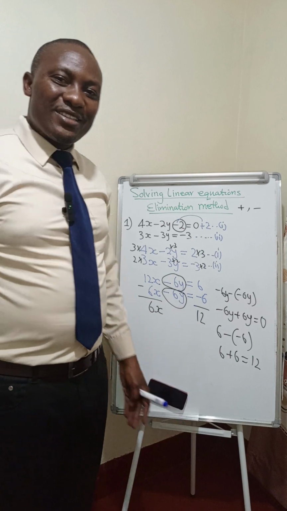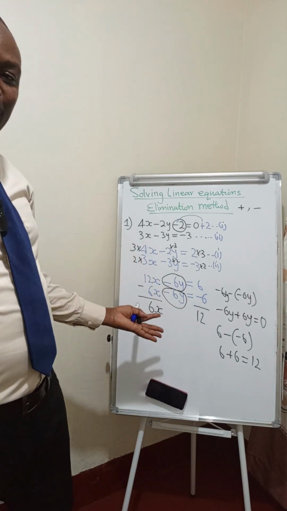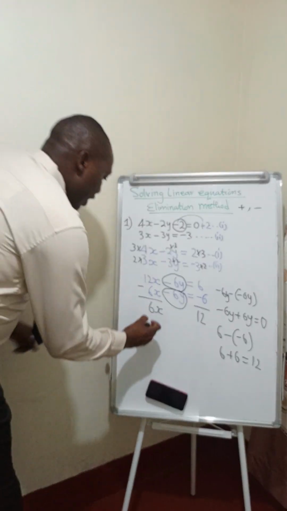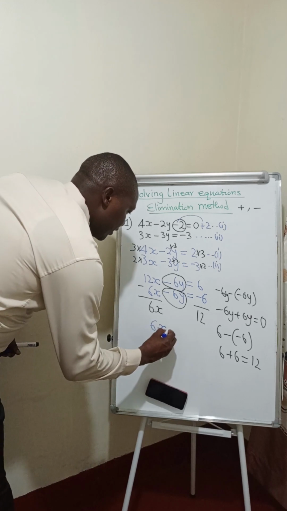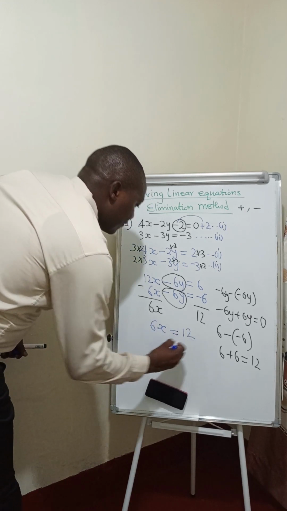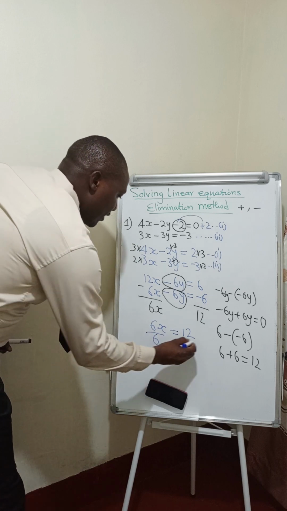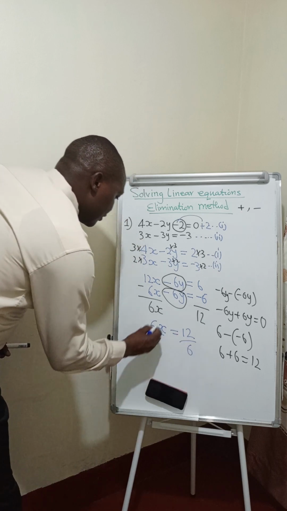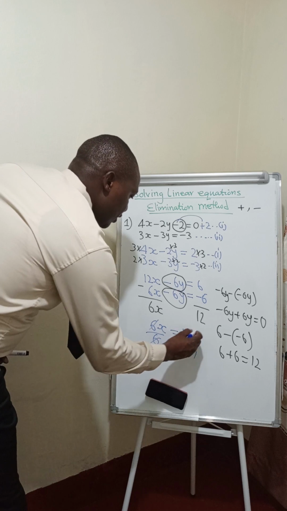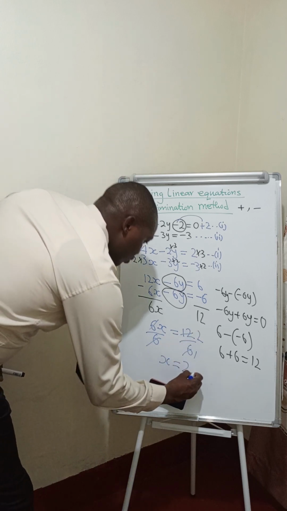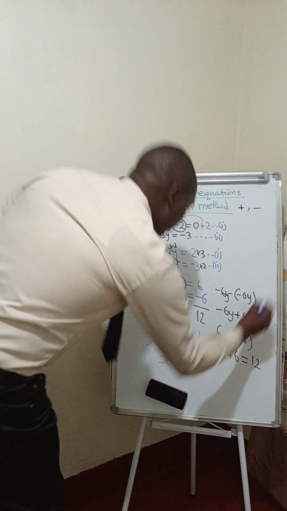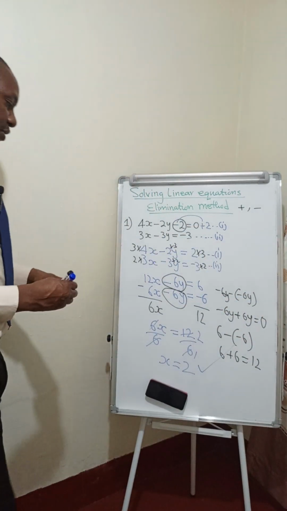Are we together, my learners? Look at how simple it is. Now we have 6x is equal to 12. How do you get the value of x? Divide by the coefficient 6. This one goes here twice. So x is equal to 2. And that's how you get your answer right.